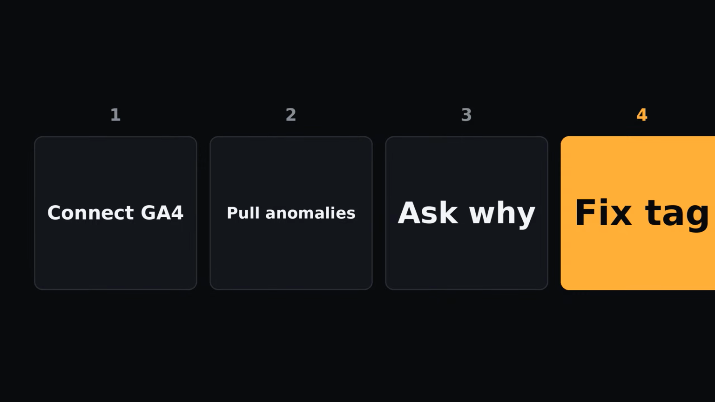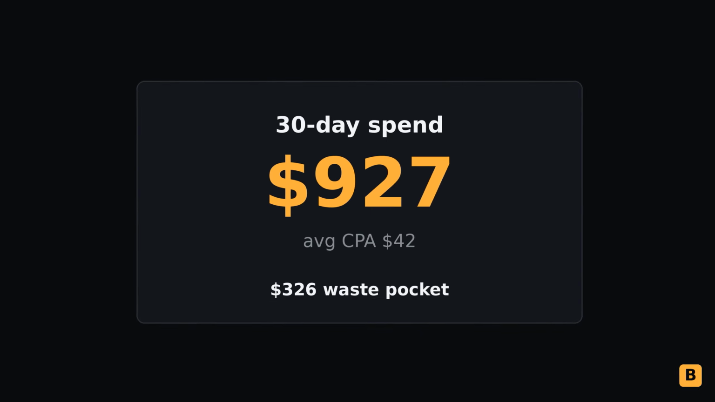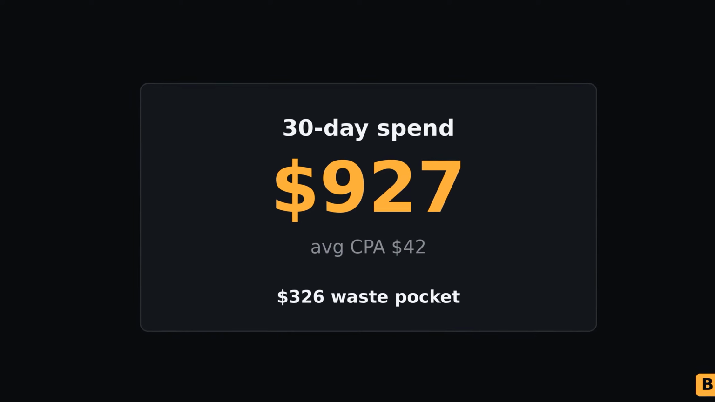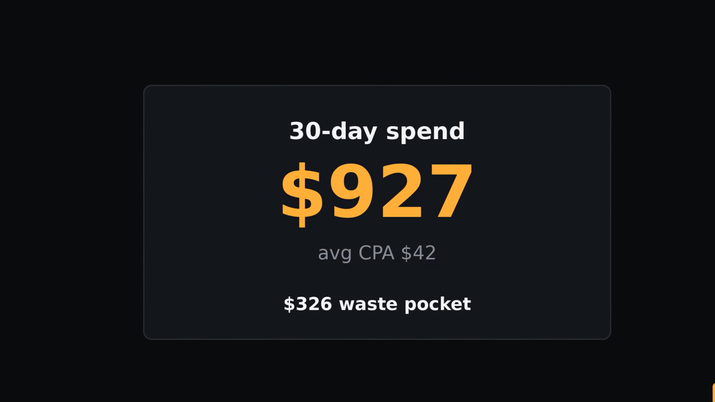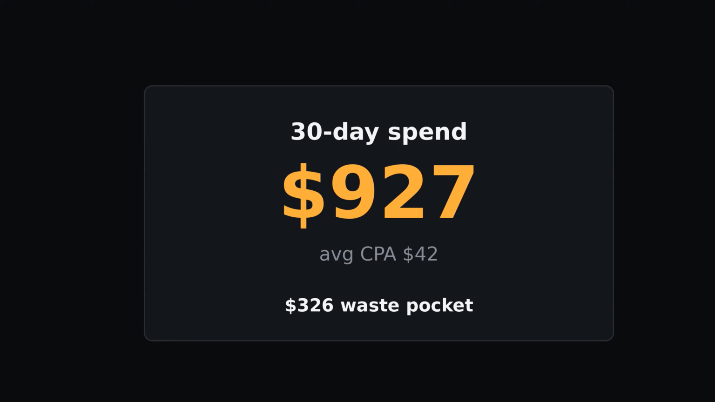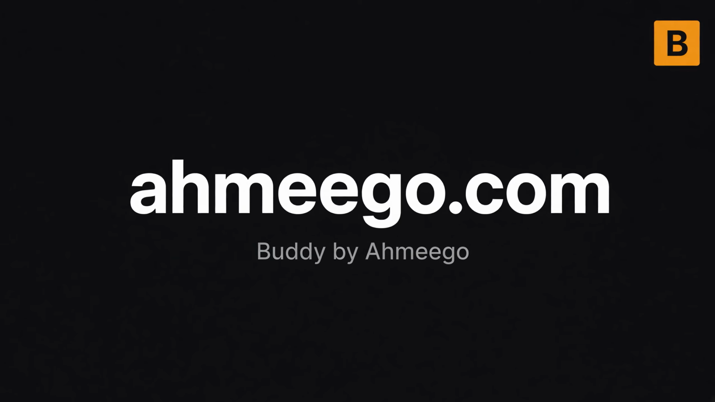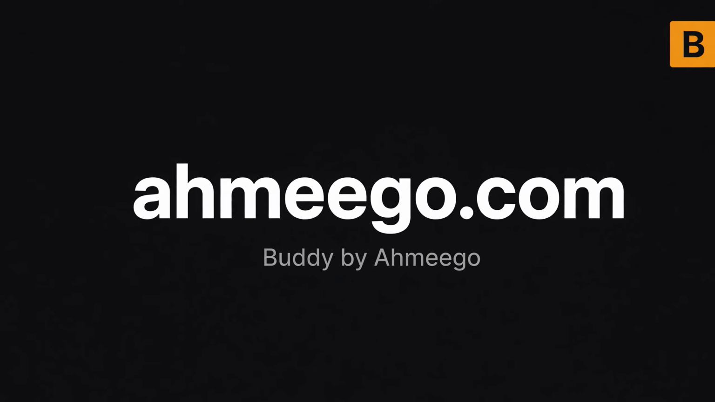Recap the live snapshot. $927 spend, $326 on 0 conversion terms, 101 negative candidates, $42 average CPA. A missing ads conversion tag turns those numbers into fog. Connect GA4, pull the anomalies, ask why, repair the tag, then act. Automated insights only pay off when the signal is real.